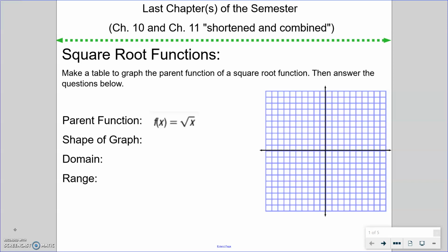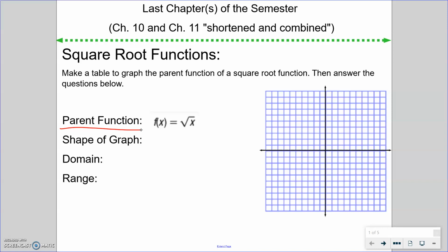It says make a table to graph the parent function of a square root function, then answer the questions below. So remember, parent function is like for linear equations, it's y equals x. For quadratics, it's y equals x squared, right? The parent function is the original basic version of that equation, okay? So the parent function for square roots is just square root of x, nice and simple.